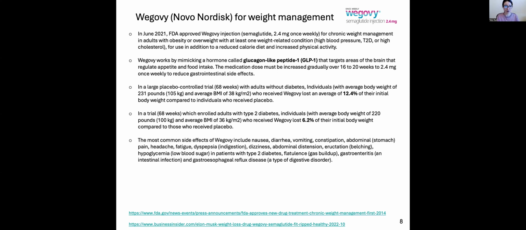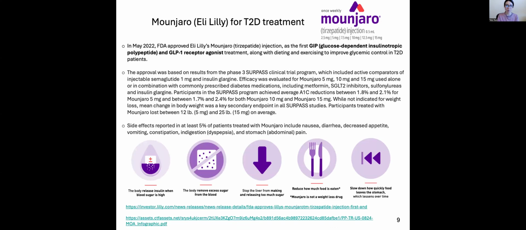All right, so we talked about what Novo Nordisk is doing for type 2 diabetes and weight management therapeutics. What about Eli Lilly? We know that it is also a company that invests heavily on research trying to find a cure for type 2 diabetes. So for Eli Lilly, they came up with a drug called Mounjaro. In May 2022, FDA approved Eli Lilly's Mounjaro, which is a tirzepatide injection.